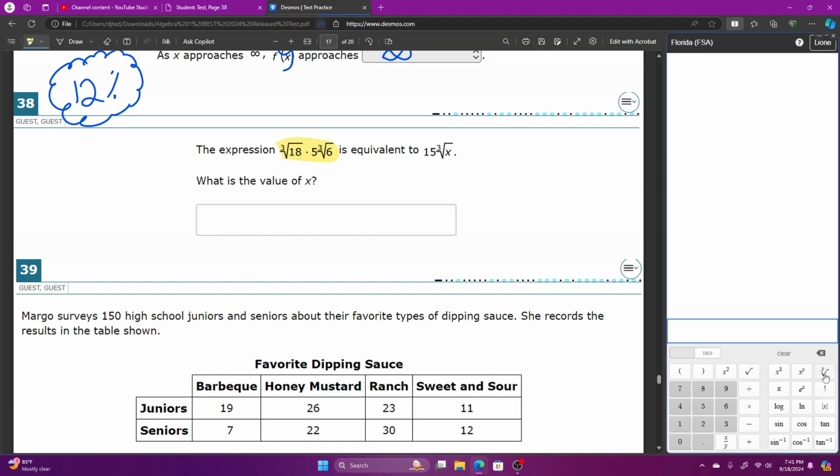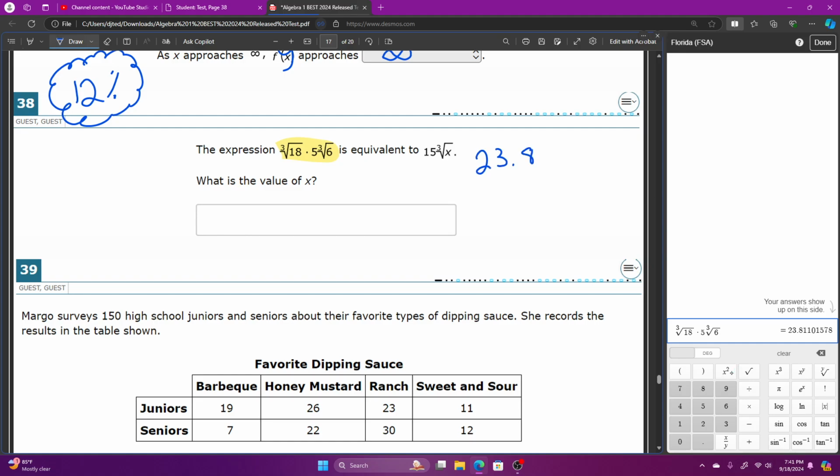Here's how you use it. Use this for your cube root of 18 times 5 cube root of 6, and we know we need something equal to 23.8110157.8. And then we're just going to back this out. And we need 15 cube root of something. Okay, not 1. Try 2. Try 3. We're getting closer. Try 4. And I found a match, which means that x has to be 4. That's the answer.